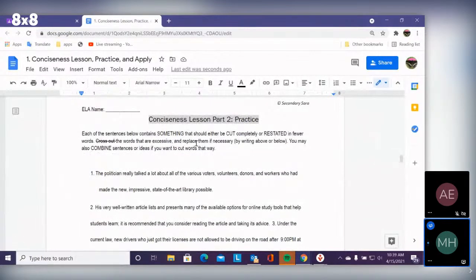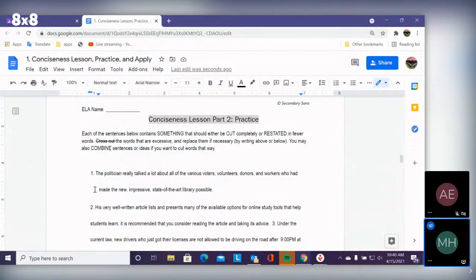Each of the sentences below contains something that should either be cut or completely restated in fewer words. We want to cross out the words that are excessive and replace them if necessary. You can also combine sentences if you want to cut words that way. So here we go. The politician really talked a lot about all of the various voters, volunteers, donors, and workers who had made the new impressive state-of-the-art library possible.